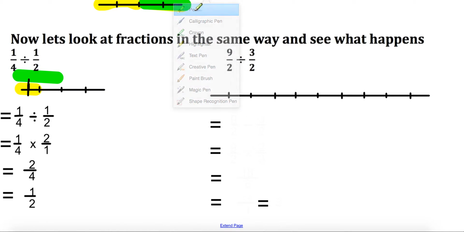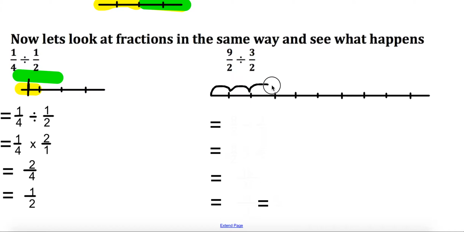Let's look at this second one. I think this example is a little bit easier to understand. If we break this up, if we look here, we've got 9/2 or 9 jumps. So 1, 2, 3, 4, 5, 6, 7, 8, 9. So 9/2 or 4.5. So that would be 1, 2, 3, 4.5.